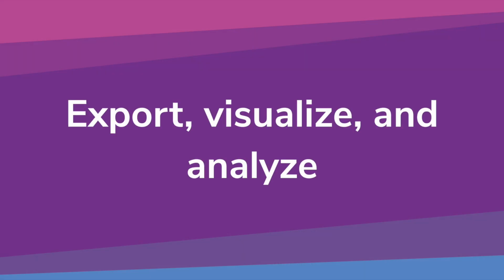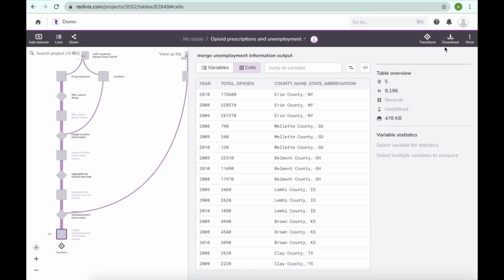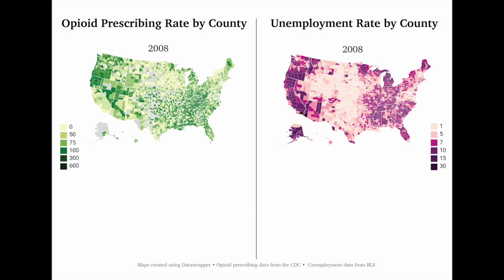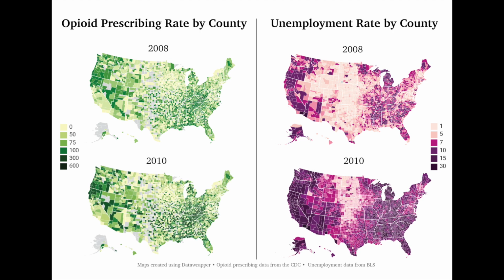Redivis provides broad flexibility here, complementing the tools that we know and love. We can export our table in multiple formats to work with it locally or reference it directly from the software of our choice. It's these visualizations that drive home the findings in our research. Here we're looking at choropleth maps that display the opioid and unemployment rate by county and year. We see unemployment skyrocket across the country due to the 2009 recession, alongside interesting regional relationships between unemployment and opioid prescriptions.